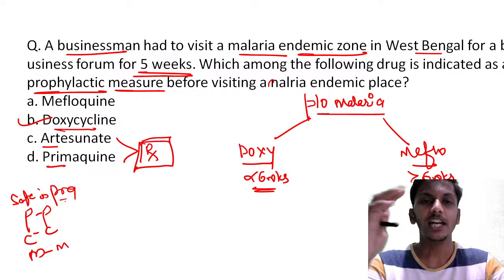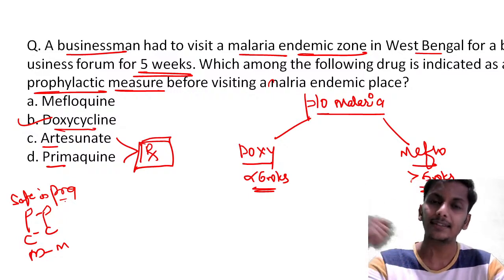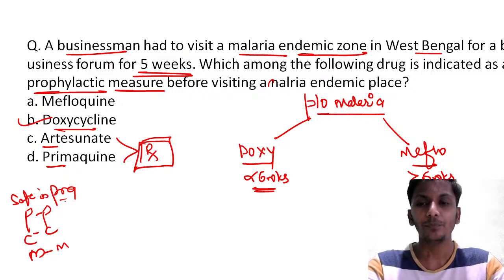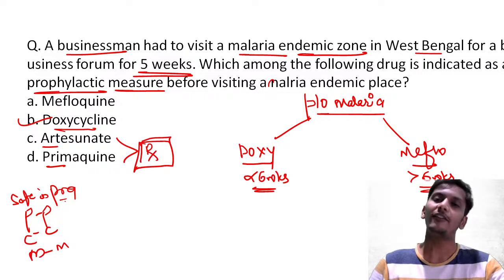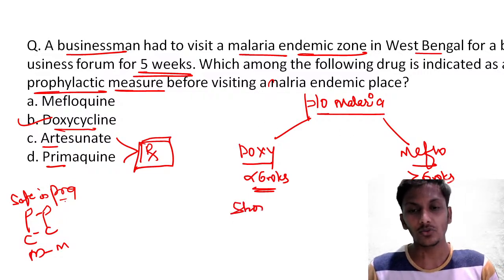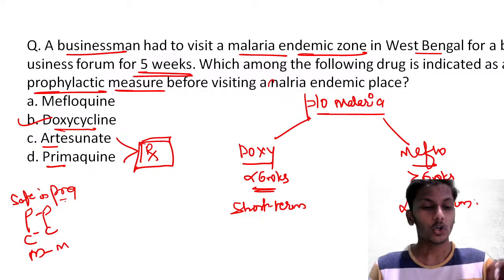So if the businessman was going to a malaria endemic zone for less than 6 weeks, then doxycycline would be preferred. And if it is a long trip, that is more than 6 weeks, then mefloquine would be preferred. For short-term prophylaxis, usually we prefer doxycycline, and for long-term prophylaxis, usually we prefer mefloquine. Now I hope that you have understood this.